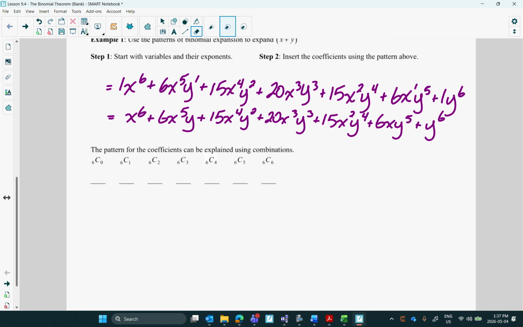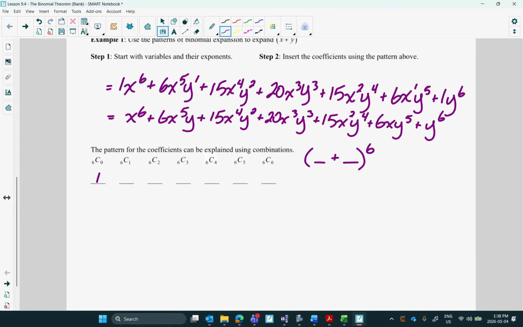So if I have something like x plus y, or a plus b, or whatever, to the 6th, to figure out all the coefficients of the 7 terms, I would start with 6 choose 0, which is 1.